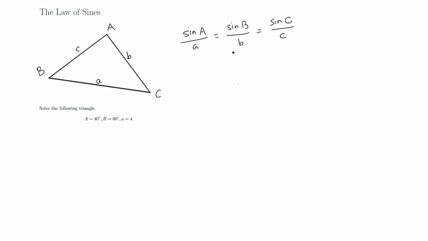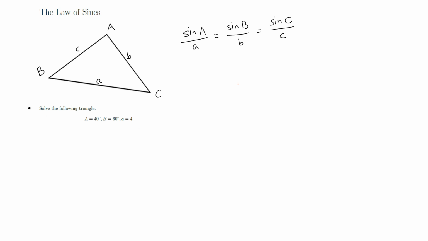In fact, there are 2 relations. First fraction equals second, and second equals third, or first equals third. Okay, and this is called the law of sines. Now we're going to apply this to solve some types of triangles.